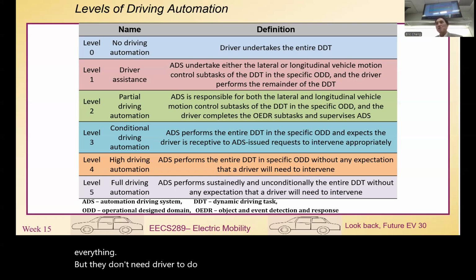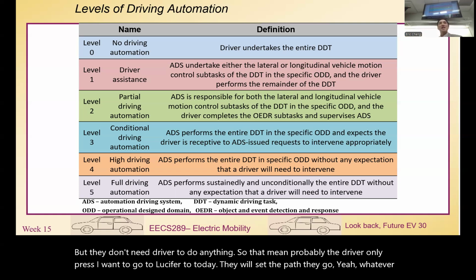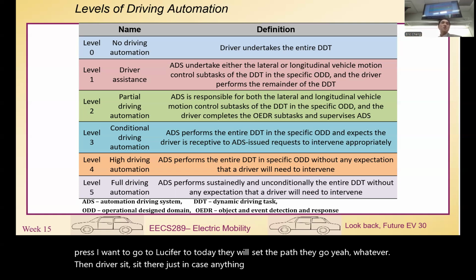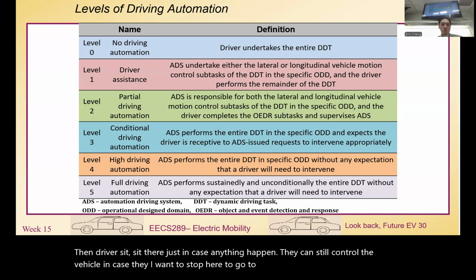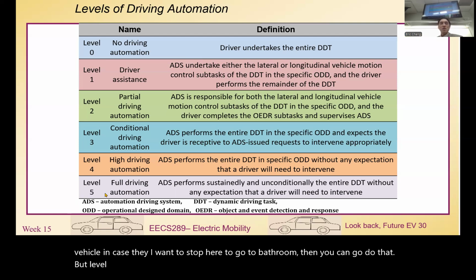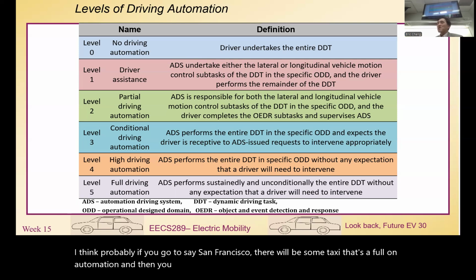So that means probably the driver only presses, I want to go to University today, and the system will set the path and go. Then the driver just sits there, just in case anything happens, they can still control the vehicle. In case I want to stop here to go to the bathroom, then you can do that. But with level 5, the driver probably doesn't need to intervene, maybe has no control. I think if you go to, say, San Francisco, there will be some taxis that are fully automated, and you can also ride in this taxi.